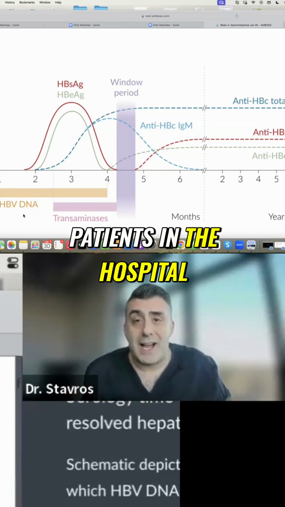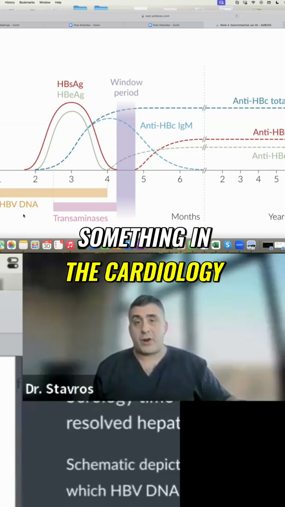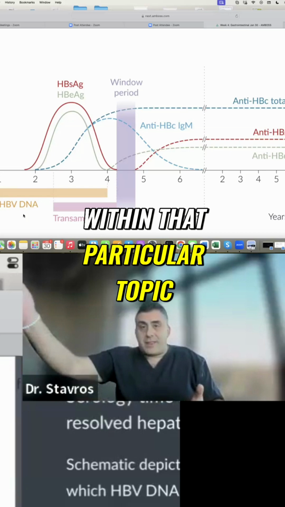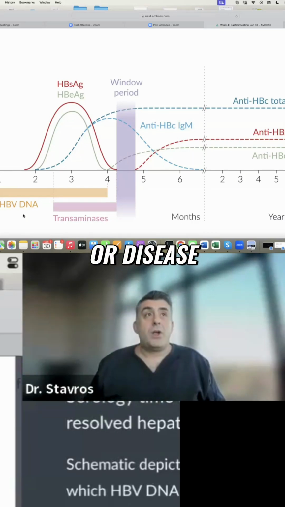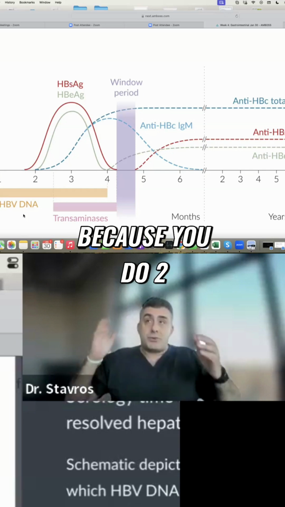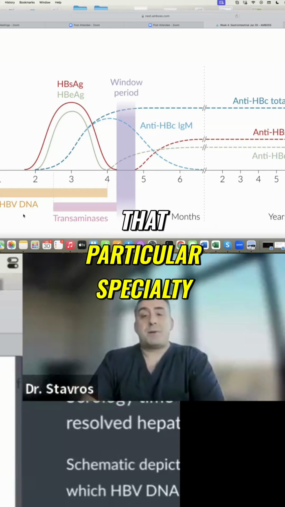If you go see patients in the hospital and you keep misdiagnosing something in cardiology, how do you get better? You go see patients within that particular topic or disease. That's why fellowships are at least 2 years, because you do 2 years of that specialty to learn everything about it.